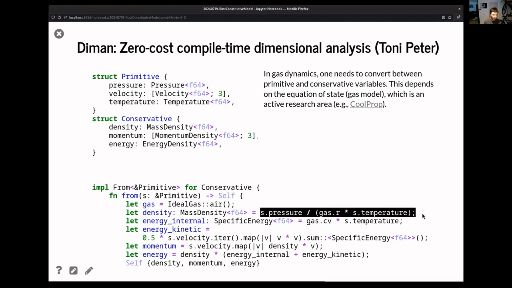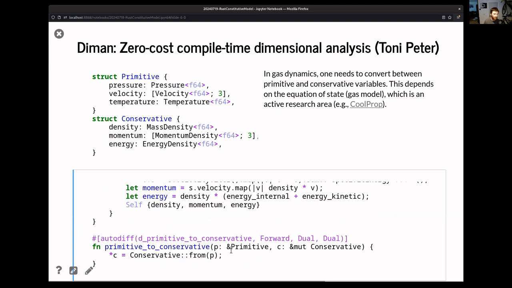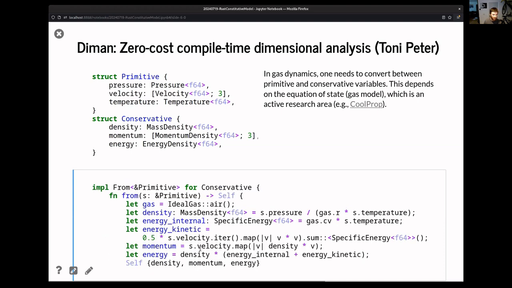And we've used an ideal gas law, so you get some relations like these. But this code, imagine it could be much more complicated. Now, we can't currently differentiate a from implementation directly, but you can have a function to do that task.